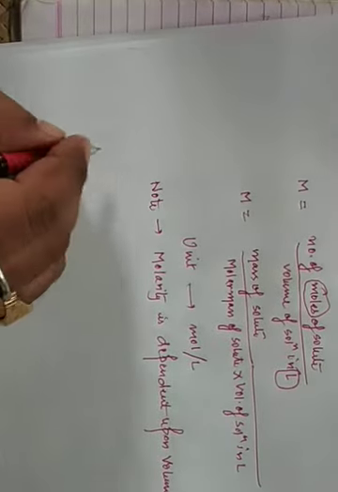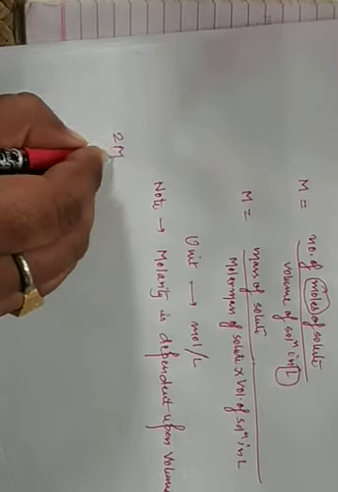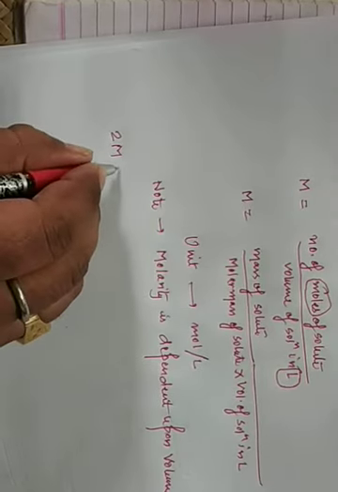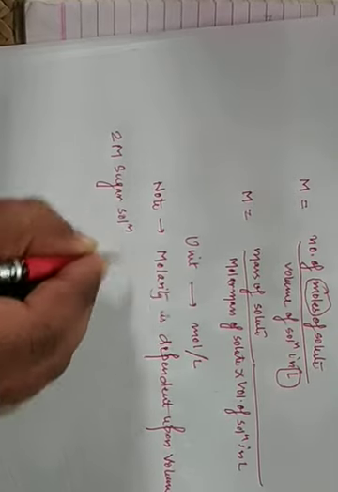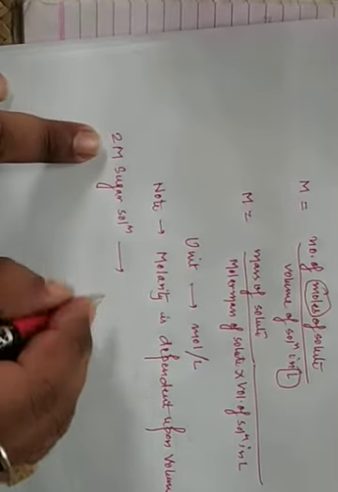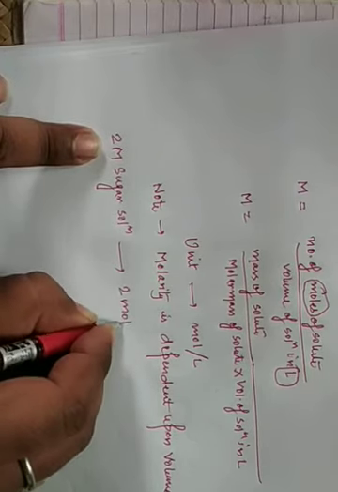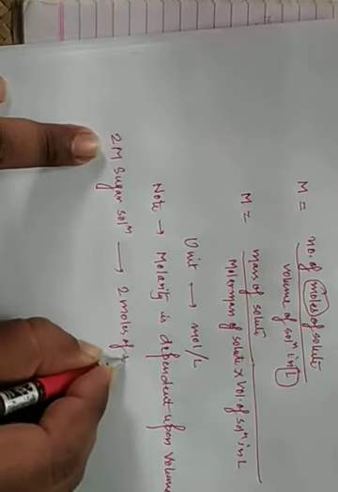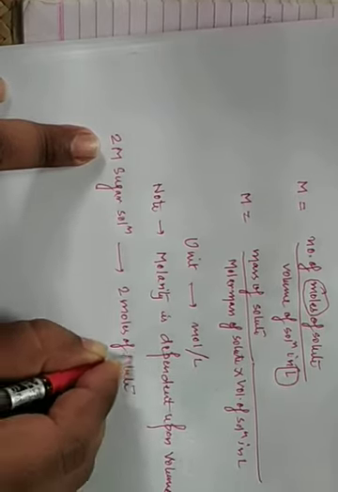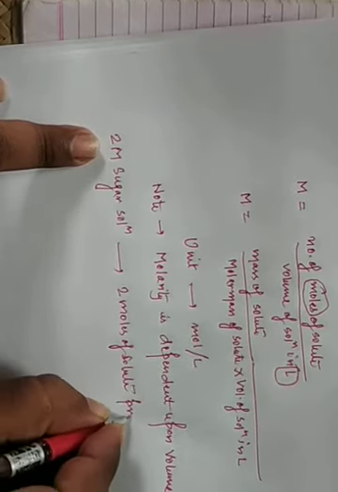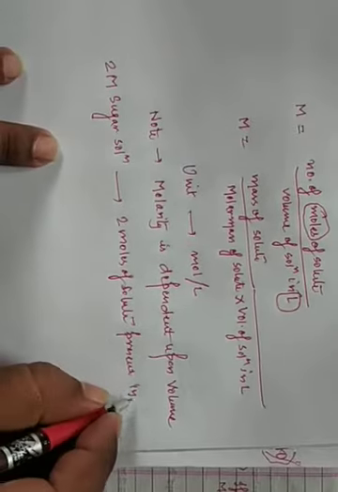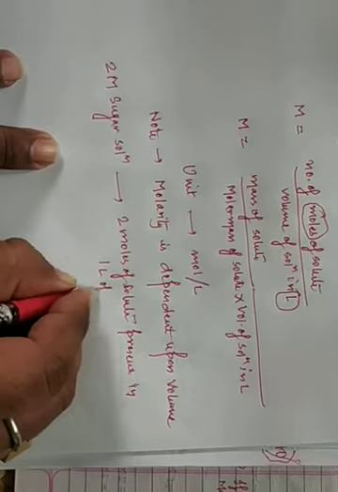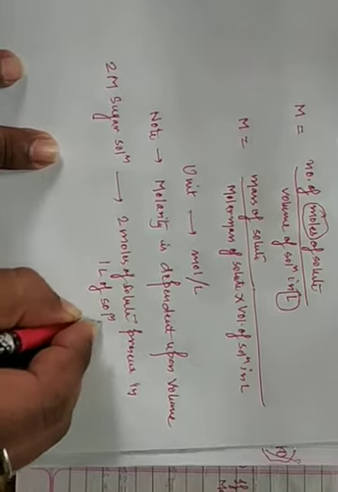Okay, now suppose you have a 2 capital M, meaning molarity, 2 molar sugar solution. What is the meaning of that? 2 molar means 2 moles of solute present or dissolved in 1 liter of solution. Clear, all of you?